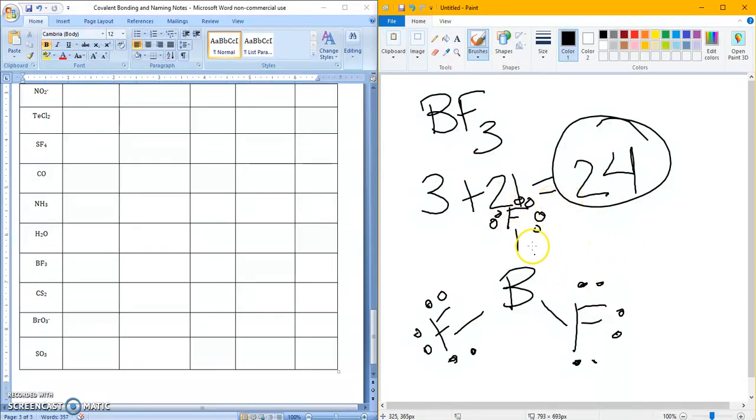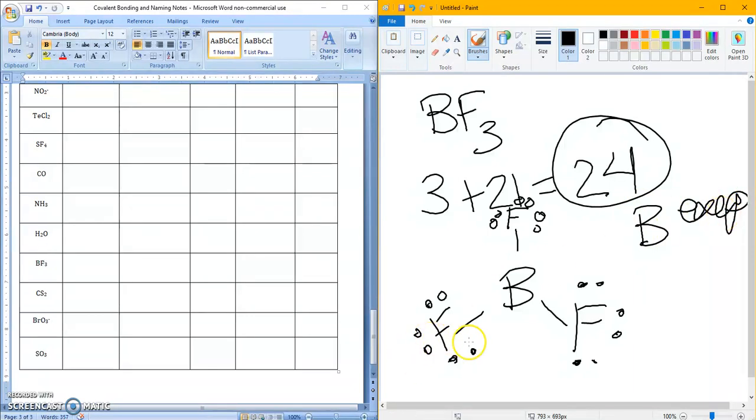I need to check for stability. So fluorine has 8 electrons all around it. So all my fluorines are good. But if you notice, boron only has 6. Now, we may think, oh, I need to make a double bond in order to make sure that boron has as many electrons as he needs. But remember, for every rule there is an exception, and boron is one of those exceptions.